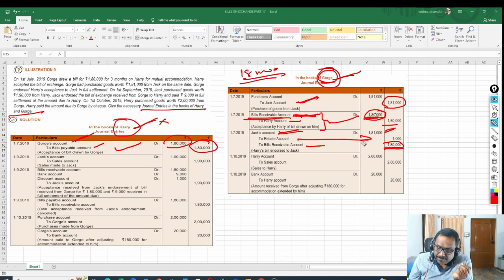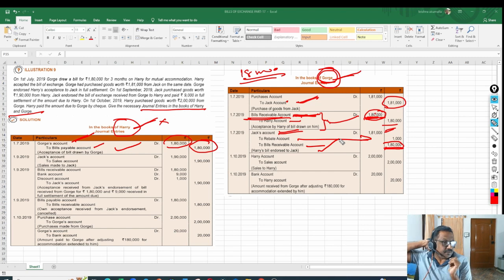So now what happened? The transaction got closed between Jack and George. Why? Because he purchased goods and he gave this bill. So the transaction got closed. So this entry is over. No entry here. Why no entry here? That transaction happened between George and Jack, so there is no need to write any entry in the books of Harry.